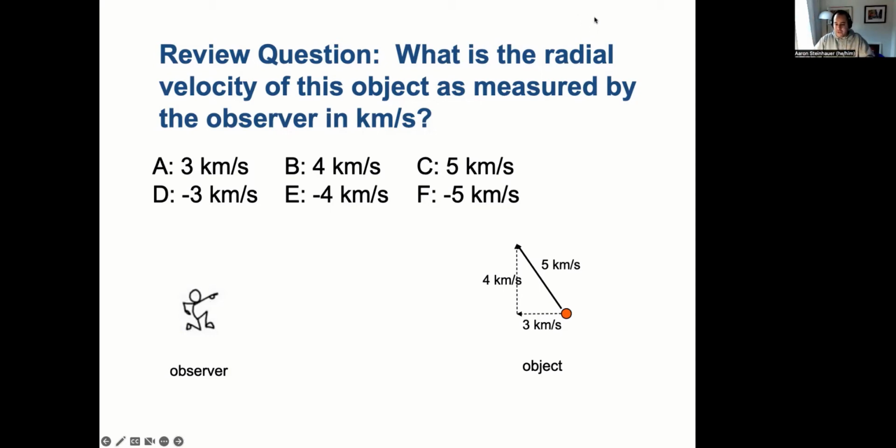So this observer up here, negative 4. An observer over here would see positive 3 kilometers per second. An observer down here would see positive 4 kilometers per second. An observer right here would see positive 5 kilometers per second because the entire velocity would be in the direction of a line of sight. And an observer up here would see negative 5 kilometers per second. Okay, hopefully that helps.